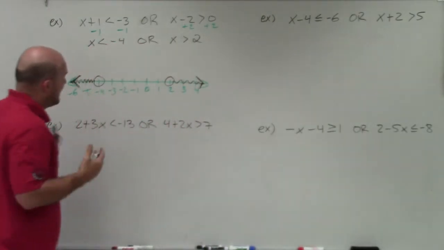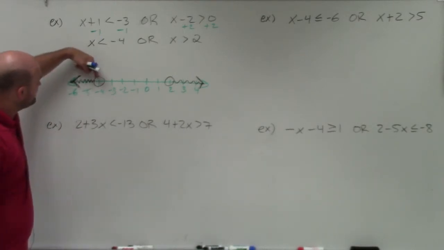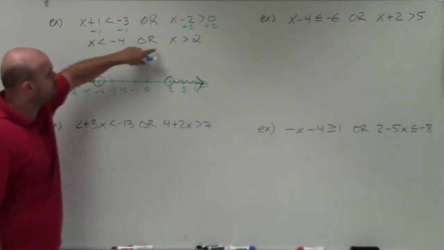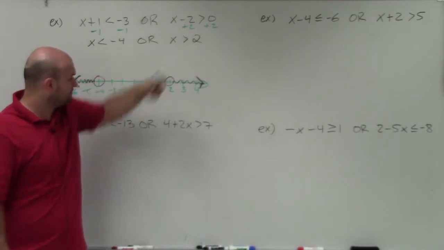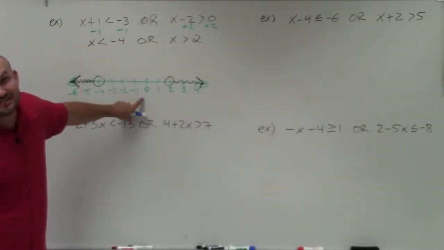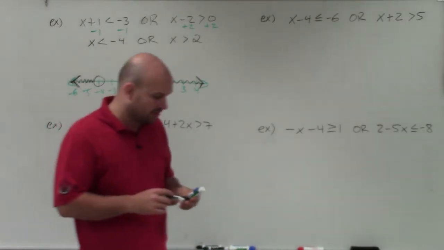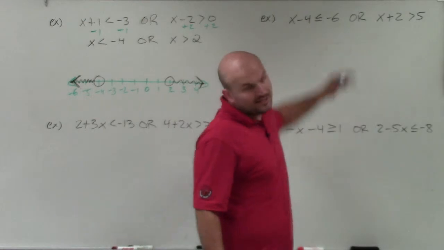So the values that are going to make this compound inequality true are the solutions that either make this inequality true or make that inequality true. OK? So 3 is a solution. -5 is a solution. However, 0 is not a solution because it does not fall in either of these graphs for the inequalities. So let's go ahead and do another one.